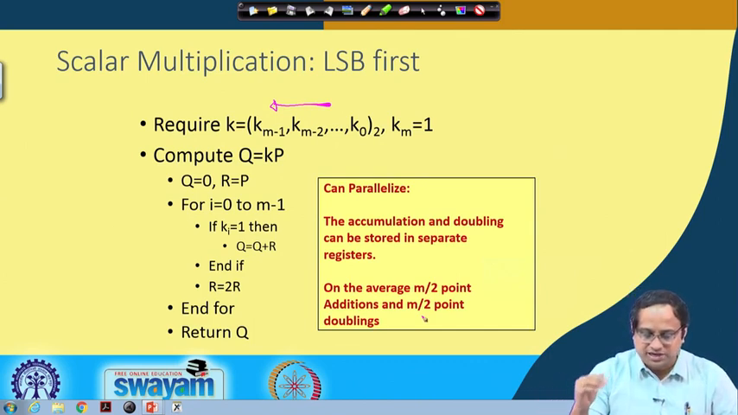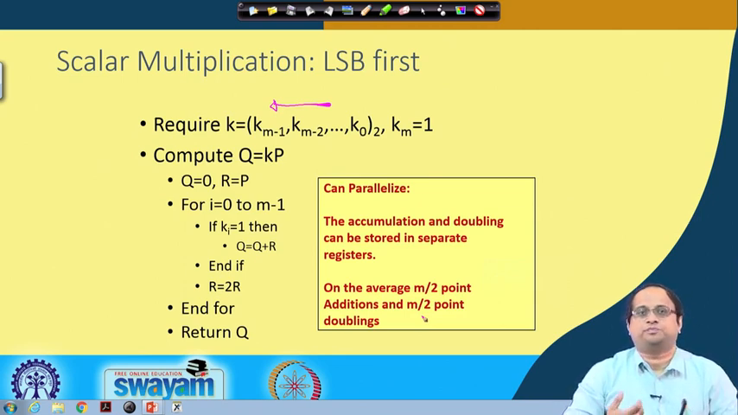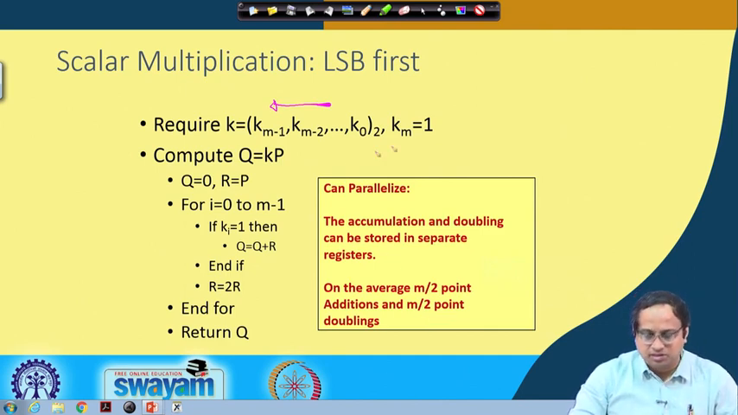Okay. So with that assumption, the important point is that if you pay this resource, that means 2 registers, a few more computations in parallel, then there is a scope of parallelism in the algorithm. Although it is a sequential algorithm, the nice thing is that there is a scope of parallelism in the algorithm.